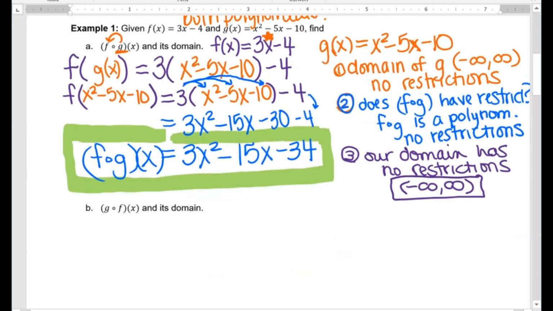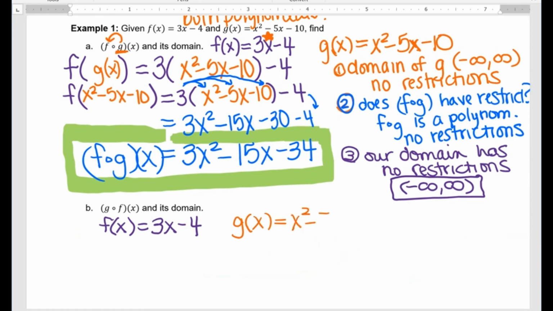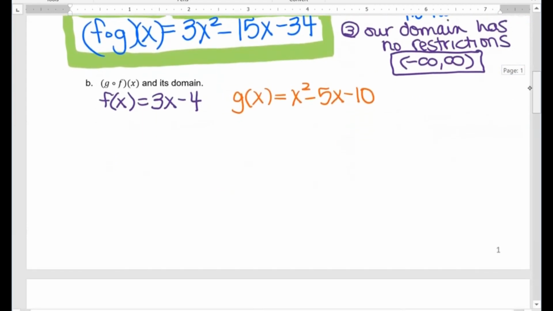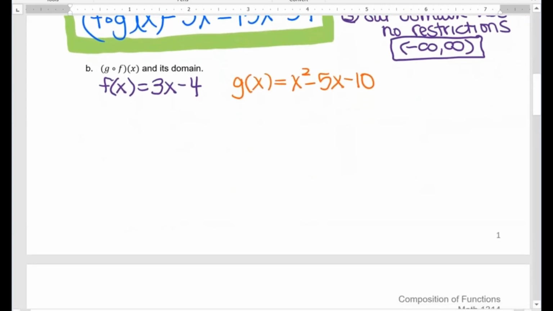I'm going to write my functions out again, just so we're not losing sight of them. We have f of x equal to 3x minus 4. I'm going to keep that purple. And then our g of x was our trinomial, x squared minus 5x minus 10. This time, instead of asking for f composed with g, it's asking us for g composed with f. So we're going to be plugging f into g.